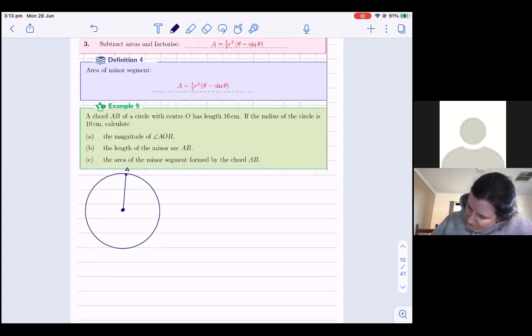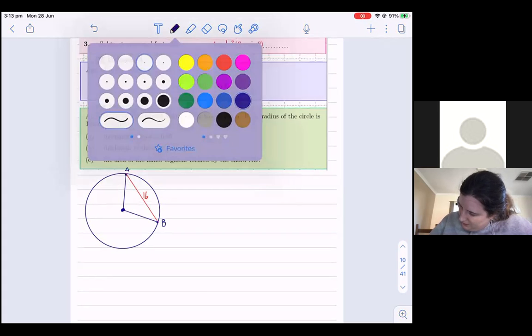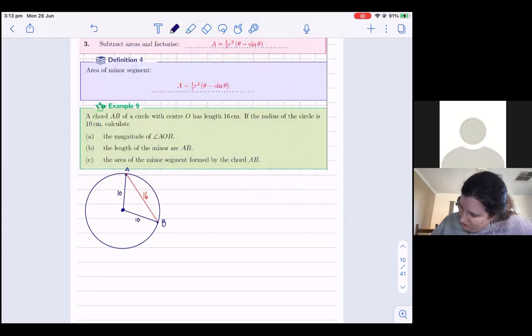So this is point A, and this is point B. This bit across here is 16. The radius of the circle is 10. First thing we're going to do is find this angle. We're going to use the cosine rule. So we know cos of this angle is 10 squared plus 10 squared take away 16 squared over 2 times 10 times 10.